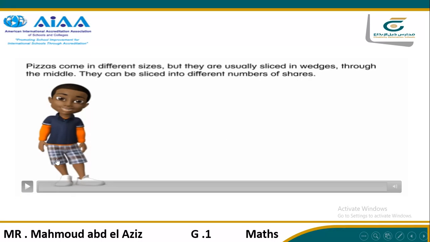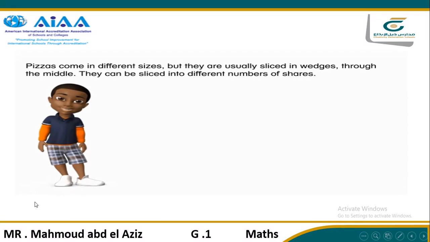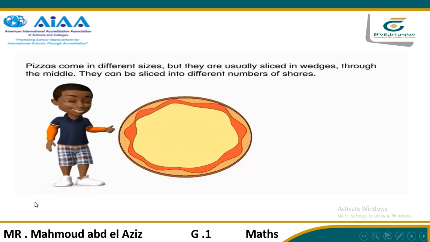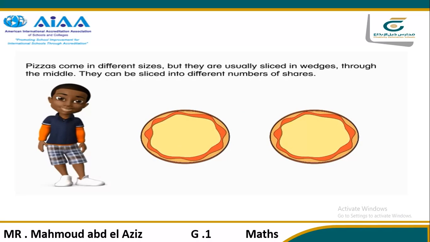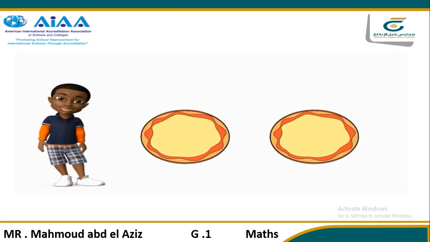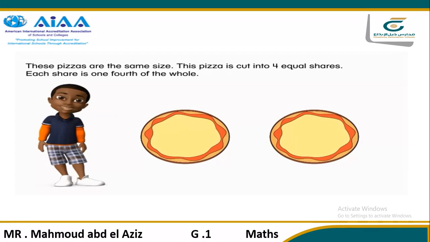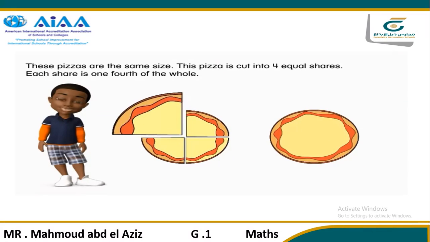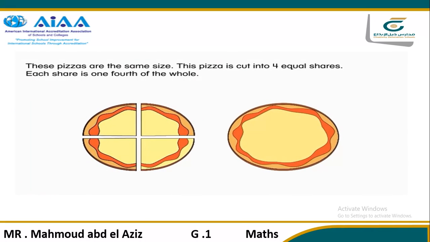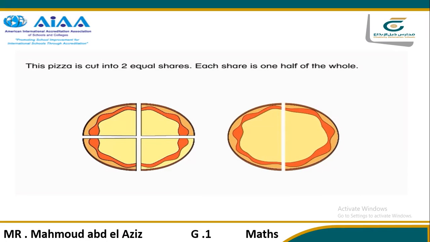Another video, listen to it carefully. Pizzas come in different sizes, but they are usually sliced in wedges through the middle. They can be sliced into different numbers of shares. These pizzas are the same size. This pizza is cut into 4 equal shares. Each share is 1/4 of the whole. This pizza is cut into 2 equal shares. Each share is 1/2 of the whole.